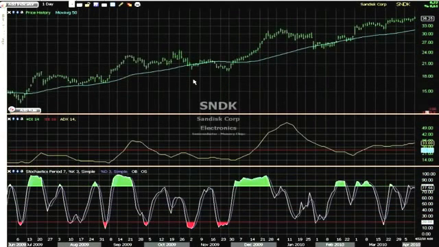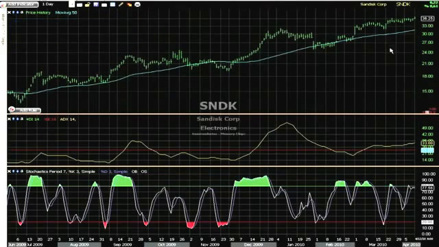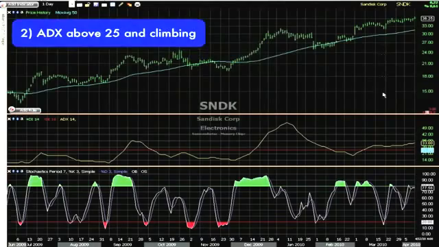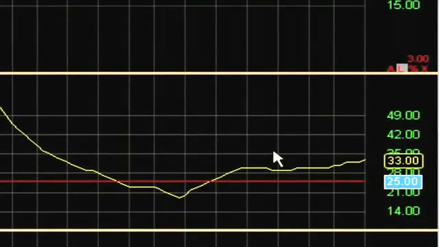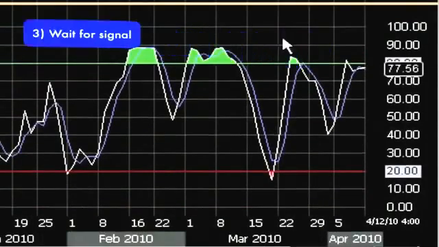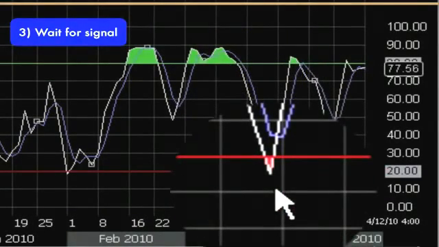Here's a chart with stochastic plotted on. I'm going to approach it in a similar way. I can see that the MA is upsloping, so the trend is up. I only want to take trades from the long side. Second, I'm going to identify ADX above 25 and rising. And third, I'm going to wait for my signal. In this case, it's an oversold stochastic.